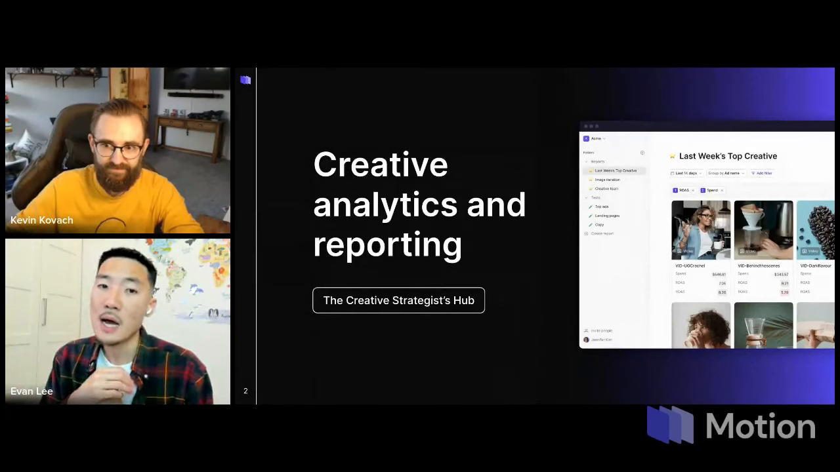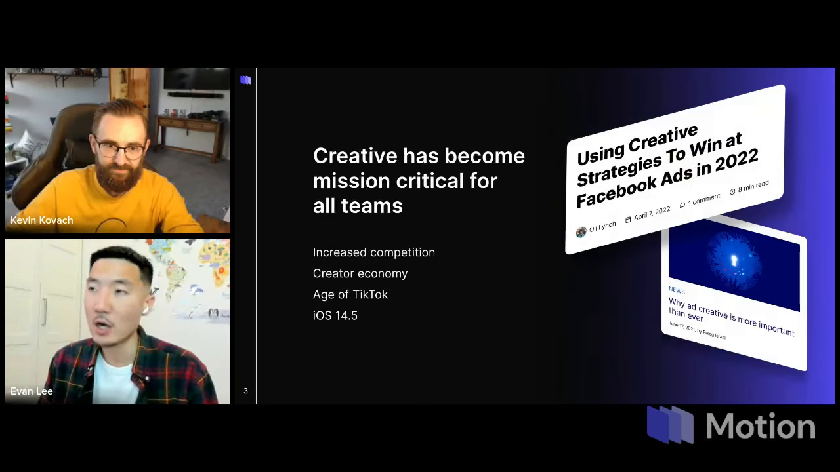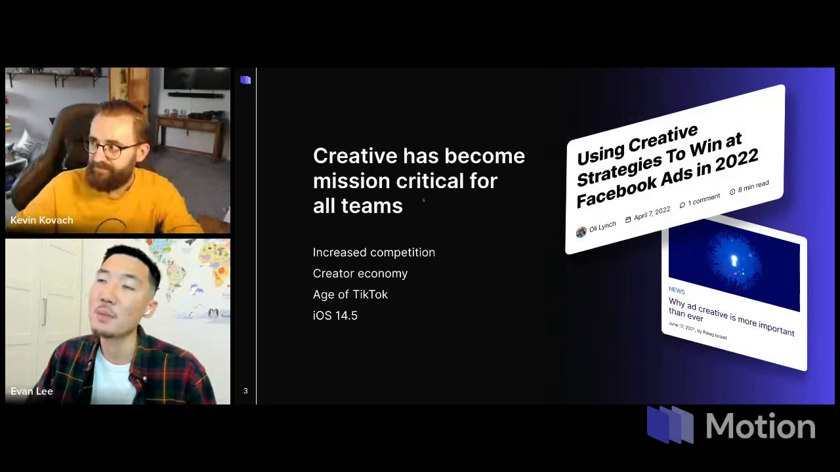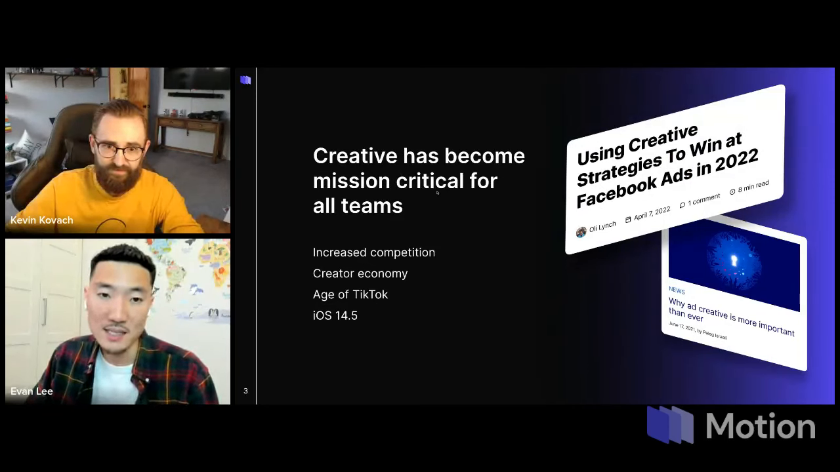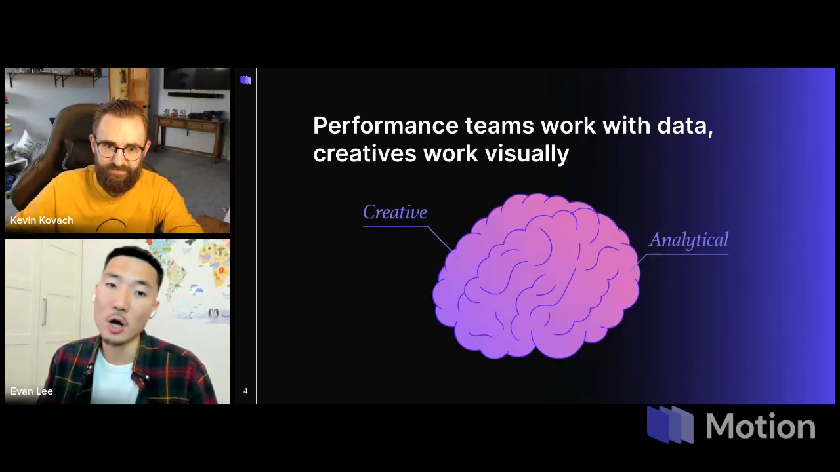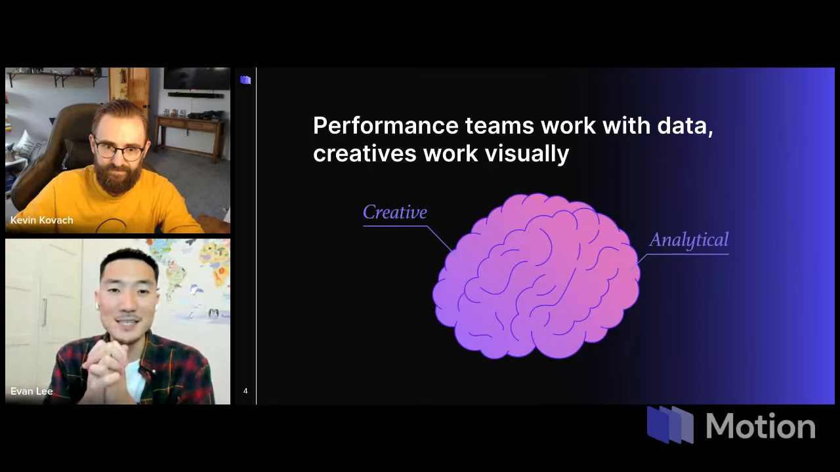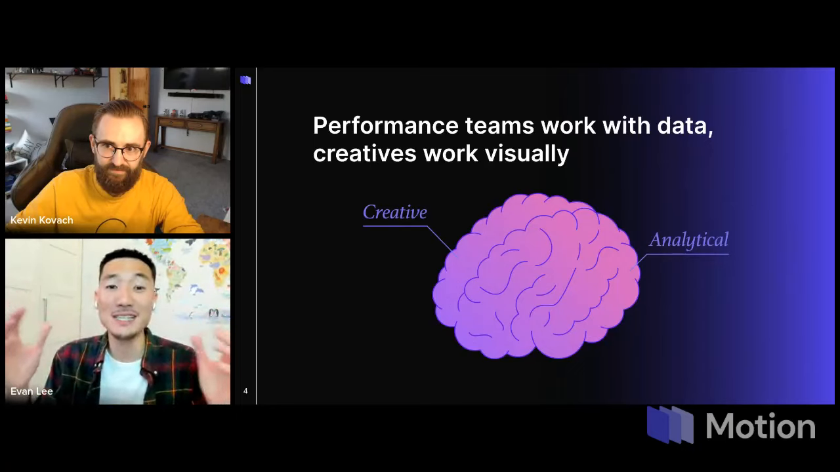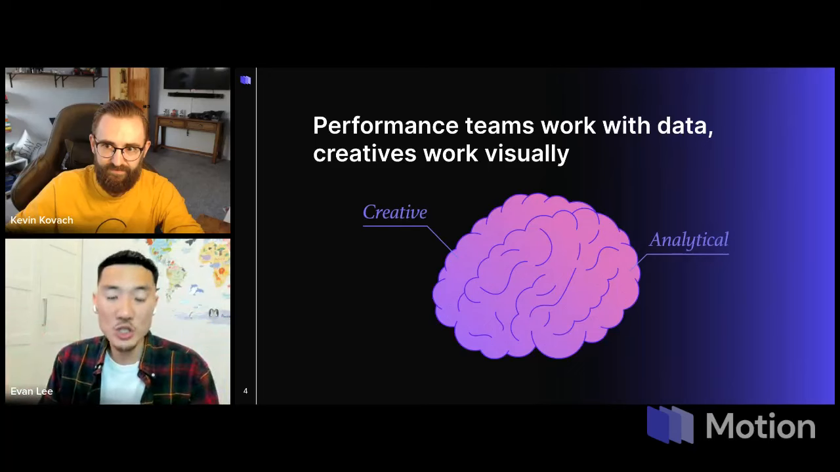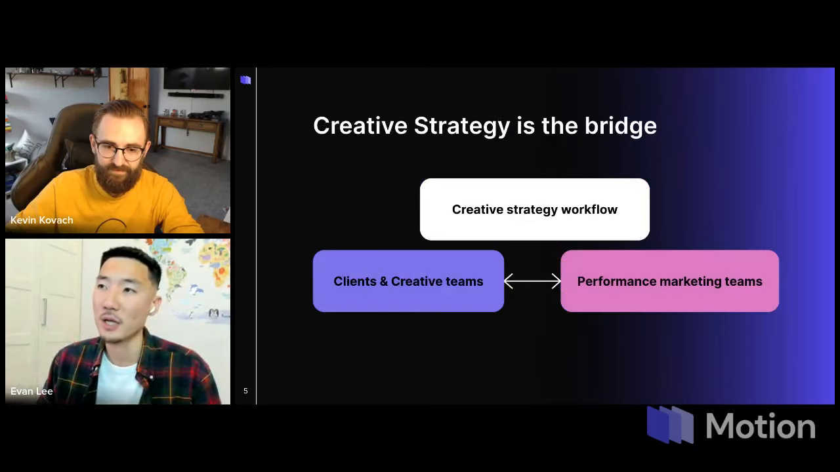We love putting these events on for the community, for creative strategists and creative strategy, because we are the hub for creative strategy. And what does that mean? It ultimately means that creative has become the most important lever for success in all of paid advertising. But what we also know is that there are media buying teams and there are creative teams. They need to be like this, but naturally almost create some distance between the two. So where Motion and creative strategy come into play is we really look to bridge that gap between both sides of that brain.